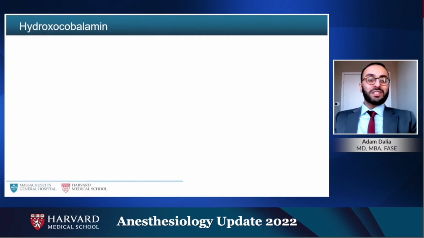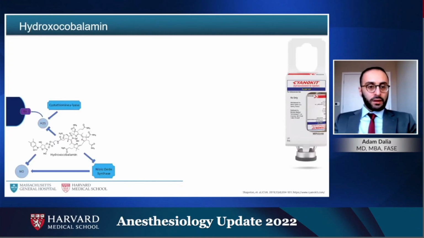So next up is hydroxocobalamin. Hydroxocobalamin comes in a formulation known as a Cyanokit. It's a highly bioavailable form of vitamin B12. It's mainly FDA approved for cyanide toxicity, which is why it comes in this so-called Cyanokit.